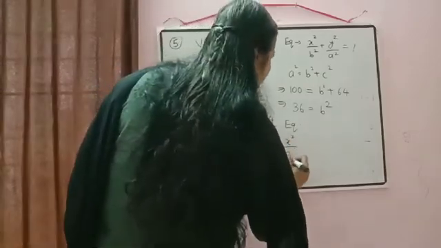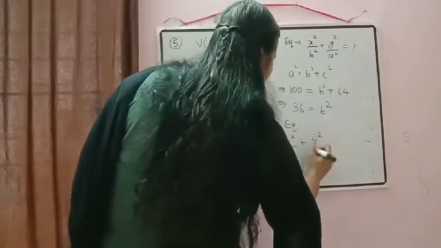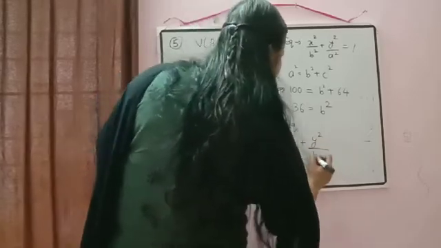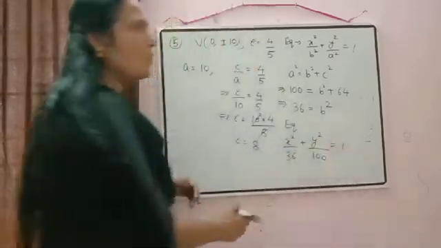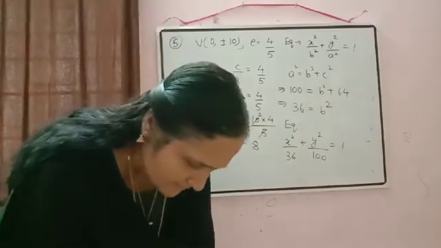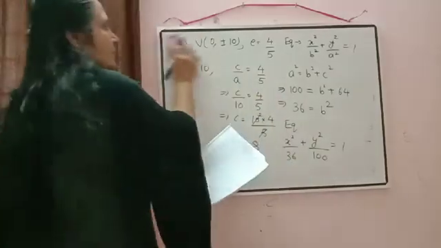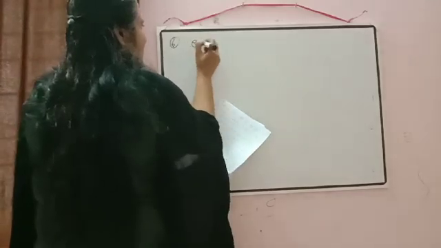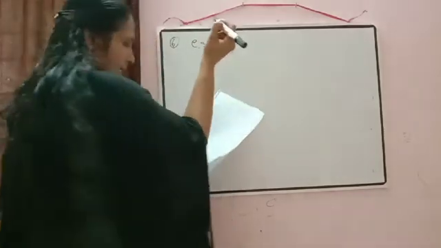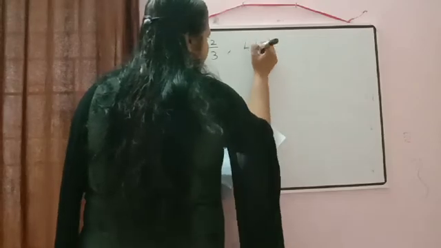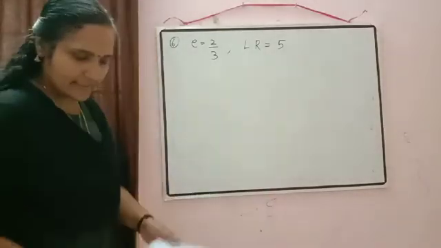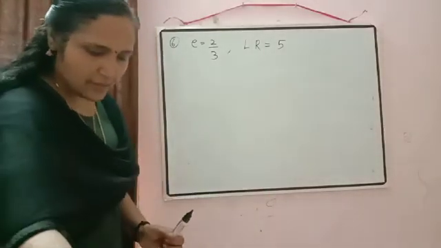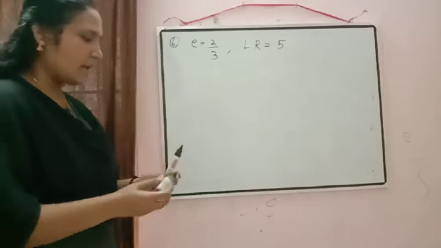X square by 36 plus y square by a square is 100 is equal to 1. Okay. Then next question. In the next question it is written eccentricity is equal to 2 by 3. Length of latus rectum is equal to 5.